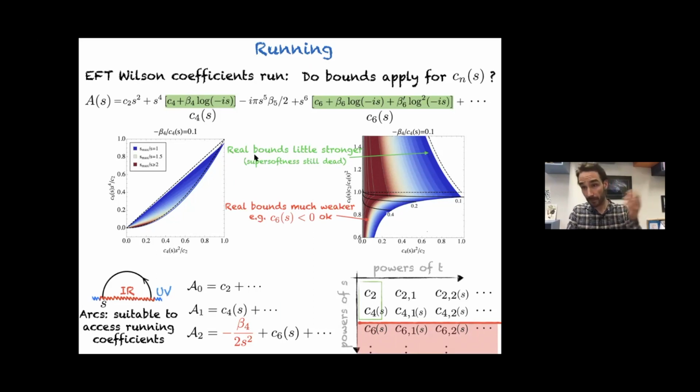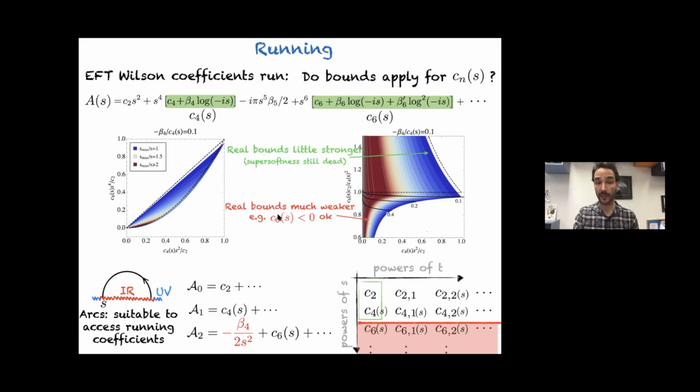But an important implication is that this idea that supersoftness cannot exist is still there, just because the real bound with loop effects is stronger than the other one. Okay, so the supersoftness is still dead, even when we include loop effects. On the other hand, down here we have a region that now is allowed, and in fact in this region the bounds are much weaker.